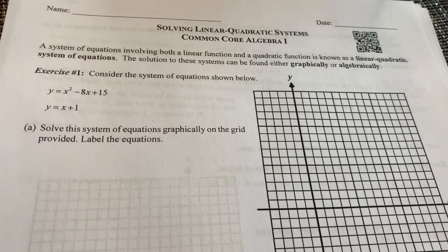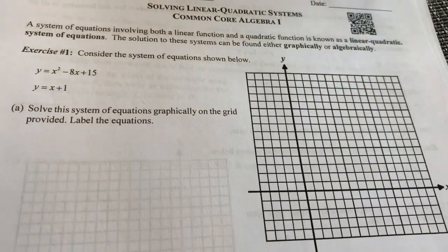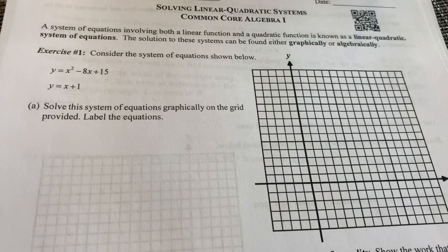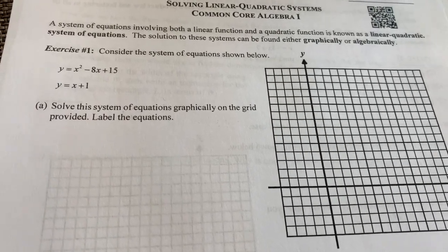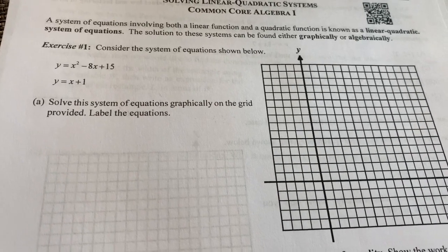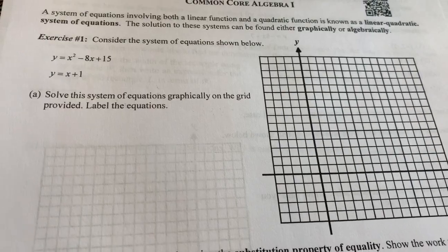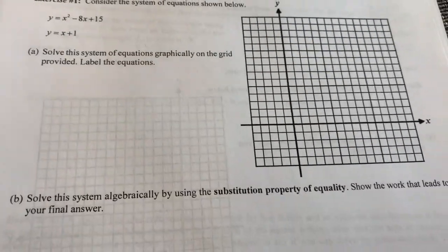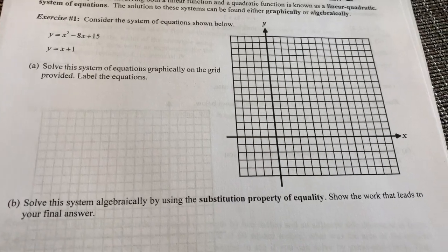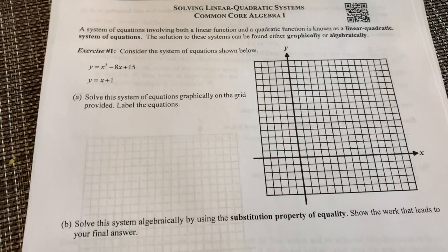The solution to these systems can be found graphically, or now we can do it algebraically. So if we consider the system of equations below, we've got the first one, y equals x squared minus 8x plus 15, and then we have y equals x plus 1. If we solve this graphically on the grid and label our equations, we're going to get something that looks like our parabola with a line crossing right through it.